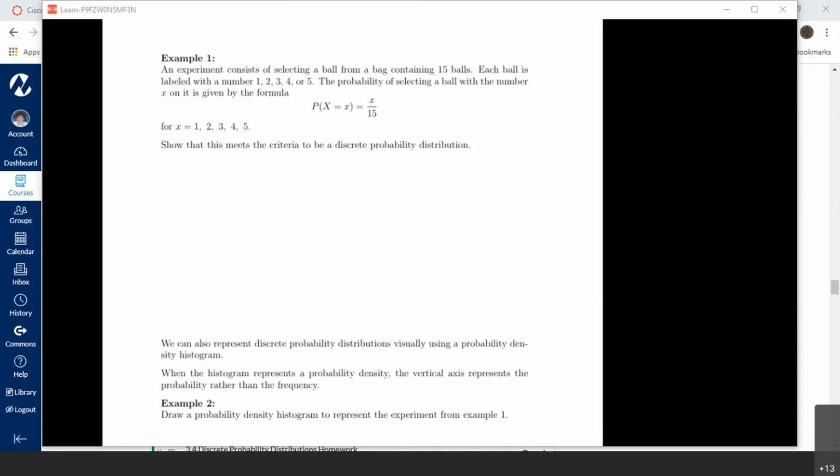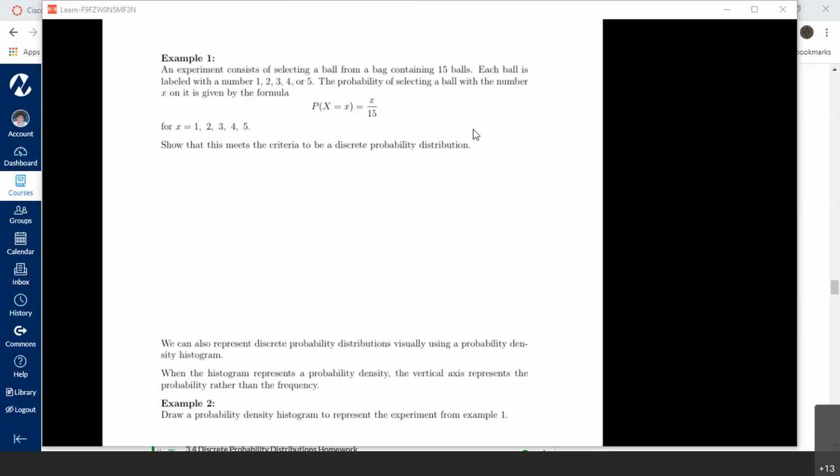Because again, they're really clear to see what you're dealing with. Okay, so let's say we have balls in a bag. Okay, we've got 15 of them, and they're labeled with the numbers 1, 2, 3, 4, 5. The probability of selecting a ball with number X on it is given by this rule.